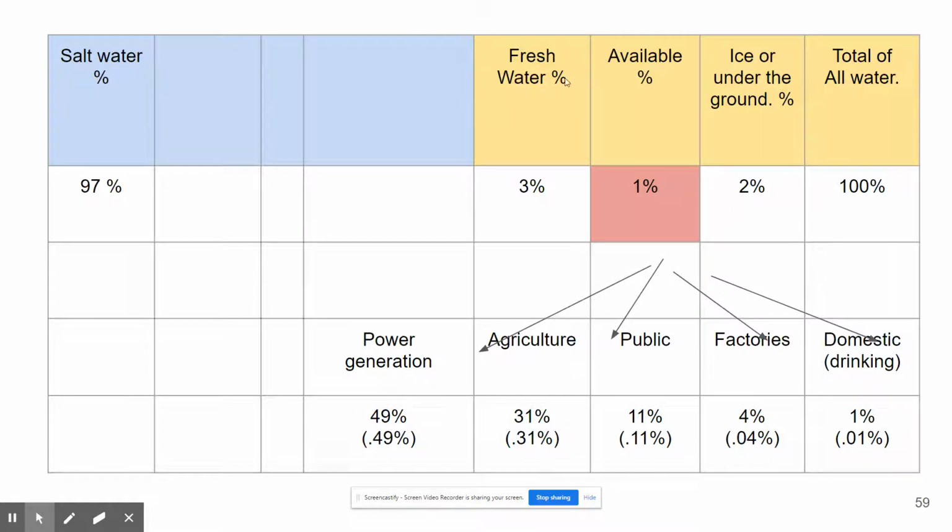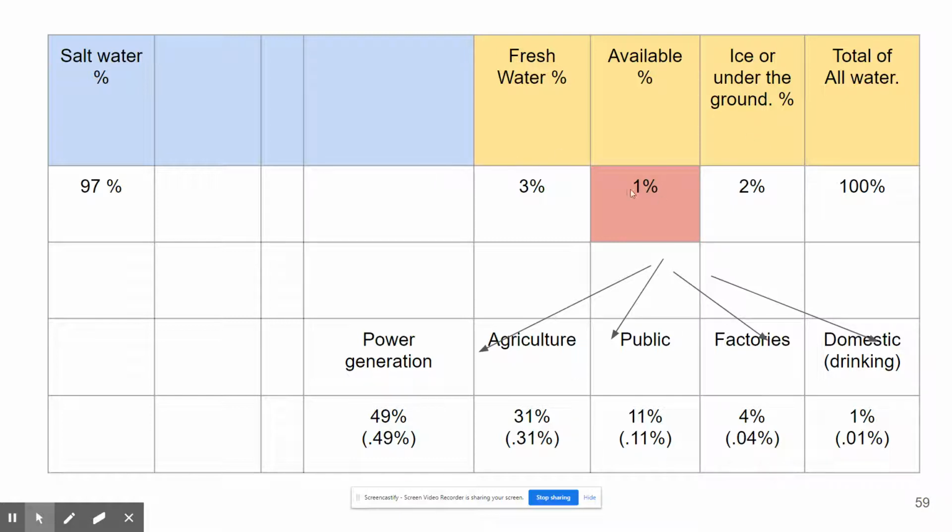Now, of this fresh water, 1% is available to us for all our needs. And it's available to all life on our planet, not just humans. 2% of that 3%, so that would be 2/3, is actually in the form of ice in the glaciers up in the North and South Pole, and it's also underneath the ground. And we call that underground water groundwater. And it exists in things called aquifers, and we'll talk about that later.